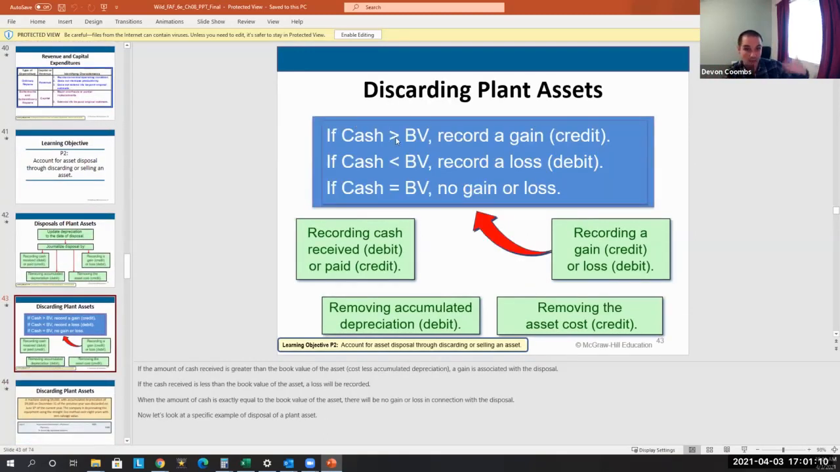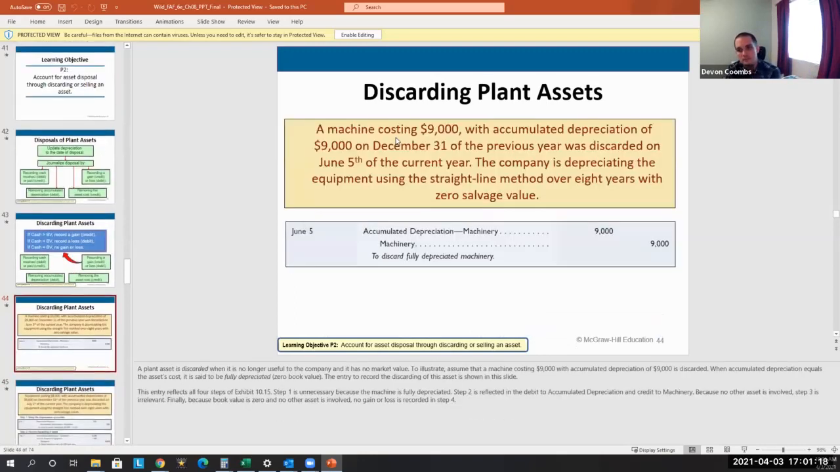So if our cash is greater than our book value at the time of disposal, then we get a gain. If our cash is less than the book value, we have a loss. And if it's equal, there's no gain or loss. So let's talk through these journal entries.